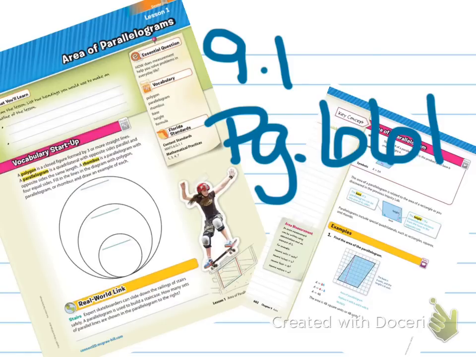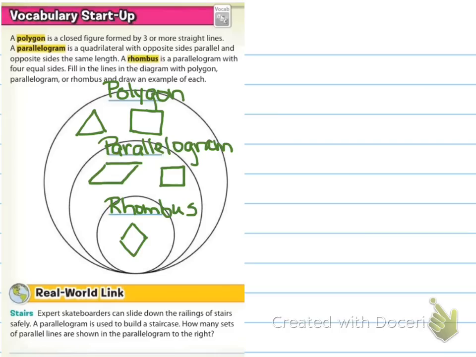Alright, so here's the picture, and it's saying how many sides are parallel in the parallelogram to the right here. Well, we've got the 2 sides here that are the same, and then we have the other 2 sides here which are the same. So to answer the question, how many sets of parallel lines are shown in the parallelogram to the right? There are 2 sets of parallel lines.